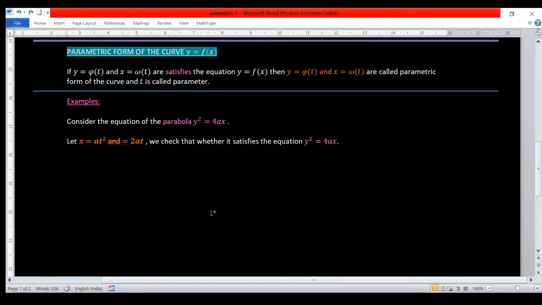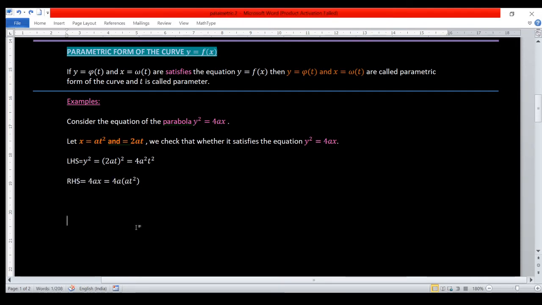If I want to call this x equal to at square and y equal to 2at a parametric equation, this should satisfy the equation y square equal to 4ax. So I am going to check that now. Why do we want to check? Whether I can call this a parametric or not. Y square is the left hand side. So y value is 2at, so 2at whole square, so what do we get? 4a square t square. So right side 4ax, substitute x value at square, so 4a square t square. So left hand side is equal to right hand side.